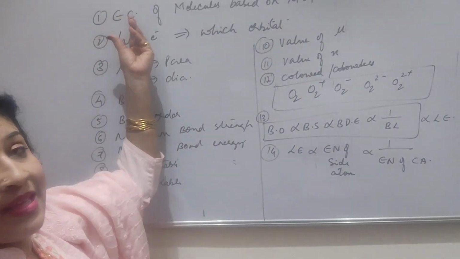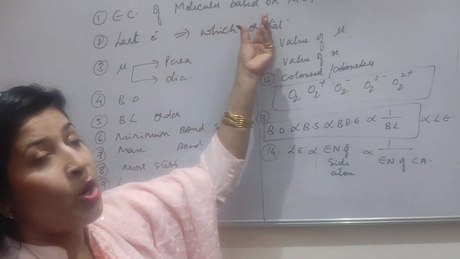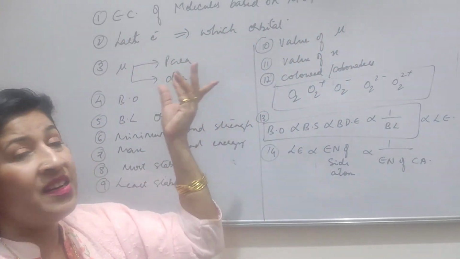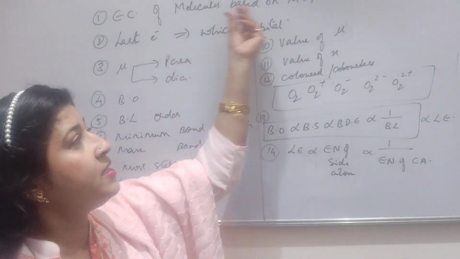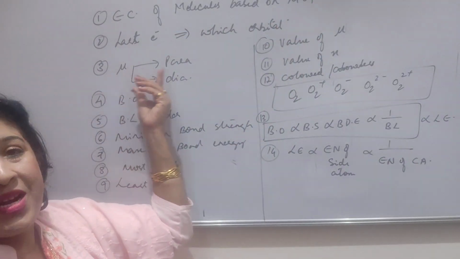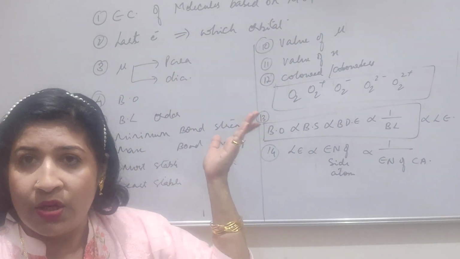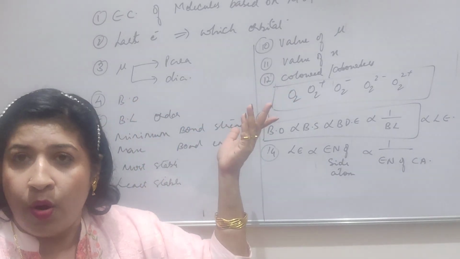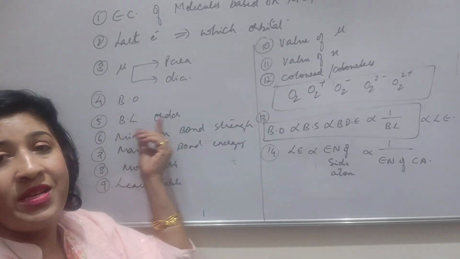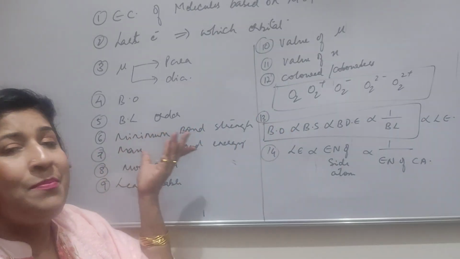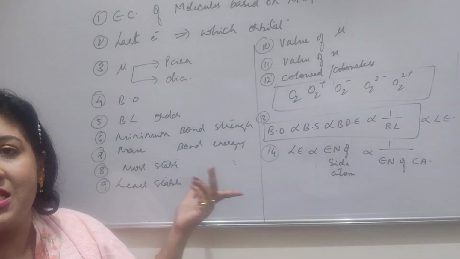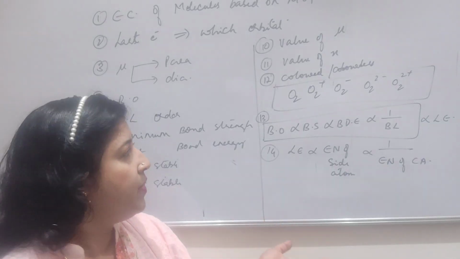So what are those? They can ask you electronic configuration of molecules based on molecular orbital theory. The last electron is entering into which orbital in this electronic configuration? What is the magnetic nature of the molecule, whether it is paramagnetic or diamagnetic? What is the bond order of the given molecules? What is the bond length order? What is the minimum bond strength or the maximum bond energy? The most stable molecule or the least stable molecule?